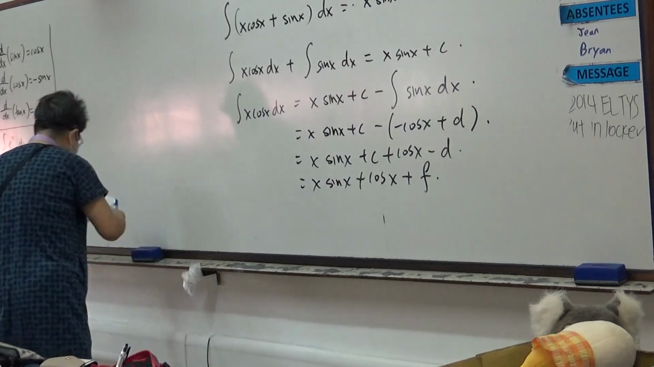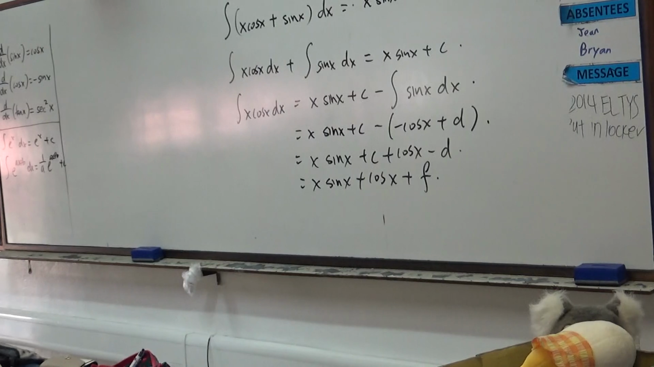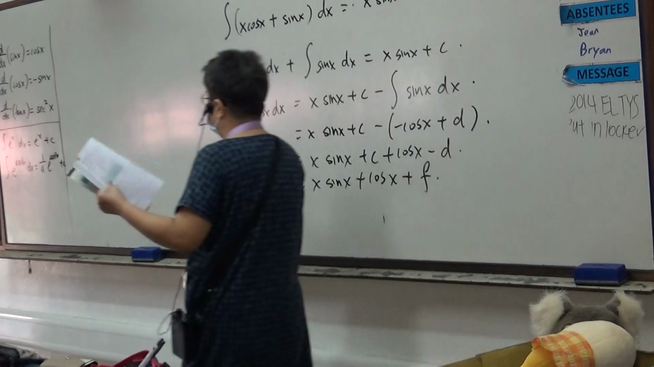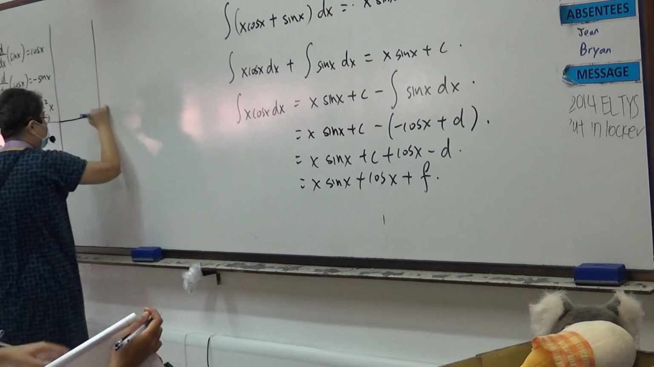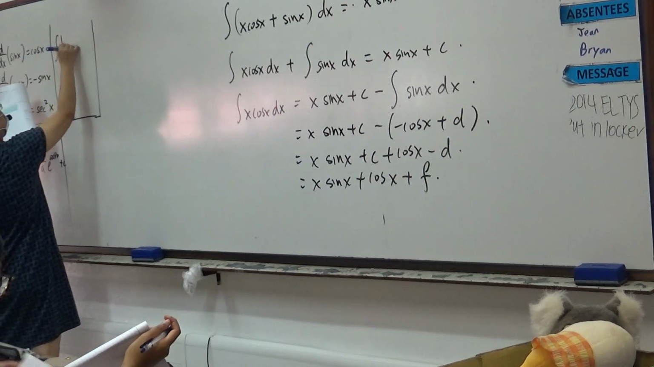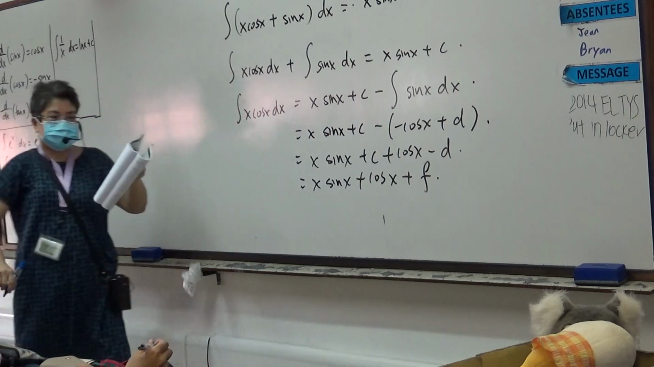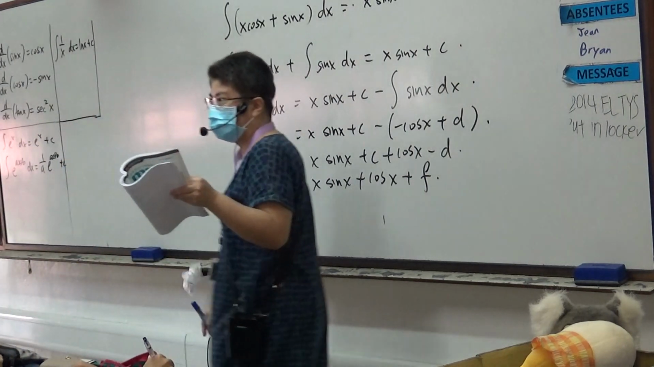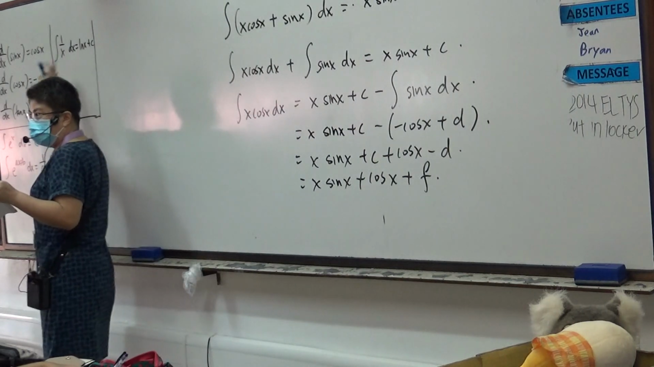Now, we turn to page 108. All of you turn to page 108. I have two more integrations. When you integrate this, it's just ln x plus c. Remember when I differentiate ln x, I get 1 over x. So it's the other way around.